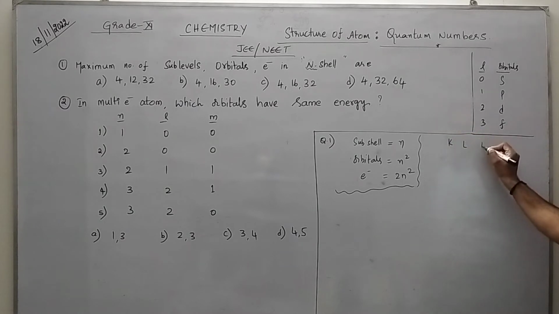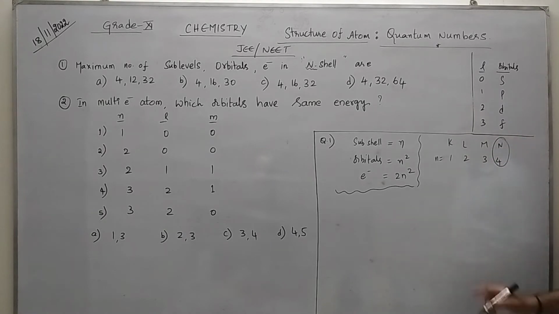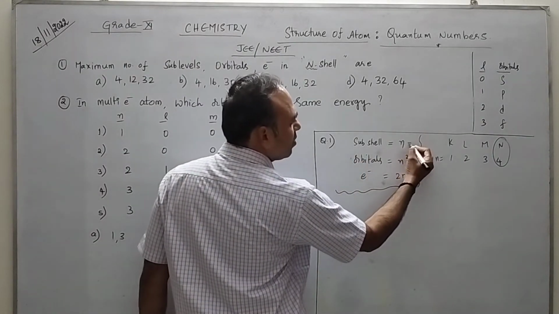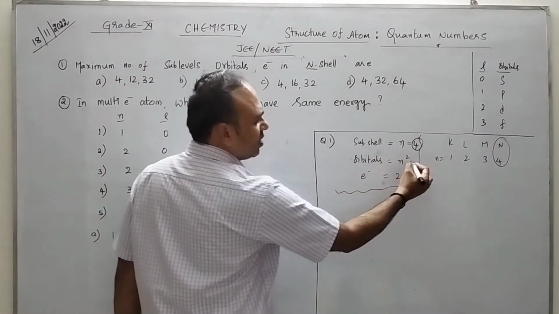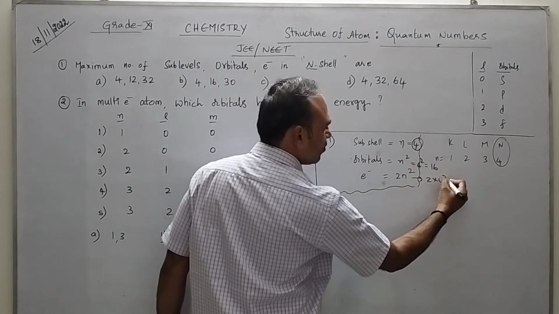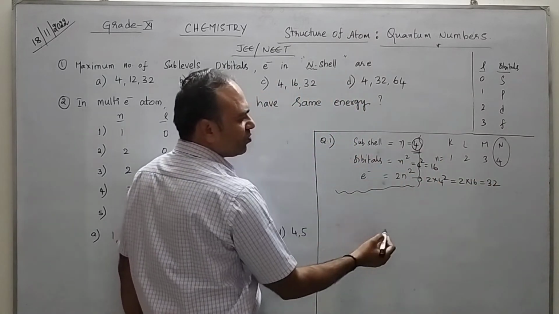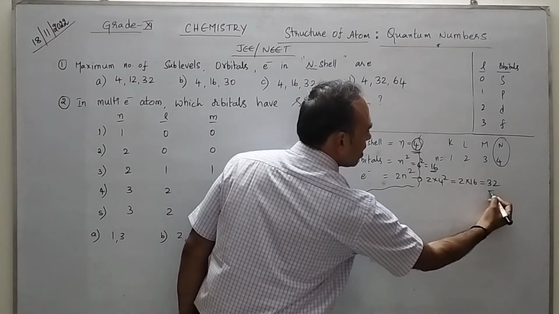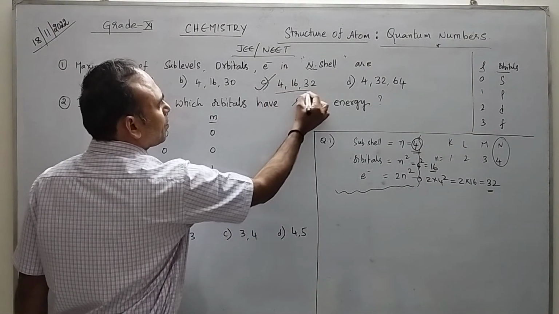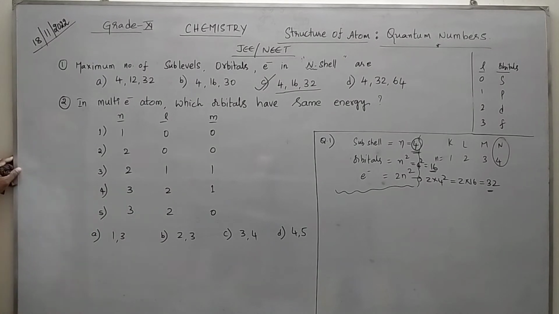We know that K, L, M, N are the shells and n values are 1, 2, 3 and 4. So therefore we can say that n value is 4. Now what are the subshells here? First one, n is 4. Second one, what is n square here? 4 square, nothing but 16. Third one, 2 into 4 square, that is 2 into 16, nothing but 32. So we have subshells 4, orbitals are 16 and number of electrons are 32. So we can say that option C is right, 4, 16 and 32. Hope you have understood this. If you know the formula, it is very easy for you to write.